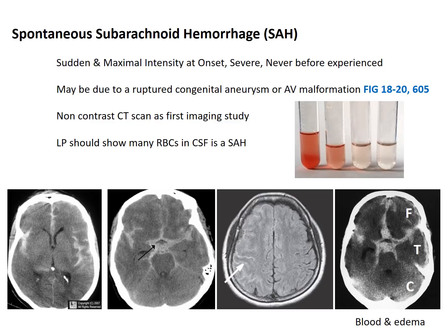If you were to do a lumbar puncture, because the bleeding is into the subarachnoid space, and the subarachnoid space is where we collect CSF, you would be able to find red blood cells in the CSF of an individual who suffered a spontaneous subarachnoid hemorrhage. These are much more common in adults than they are in pediatrics.